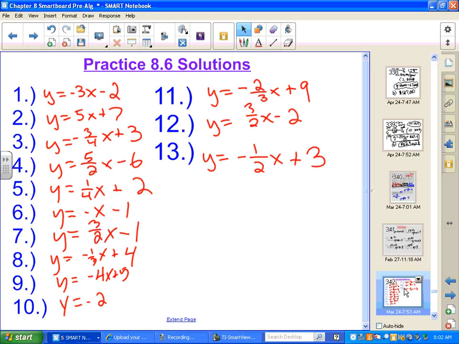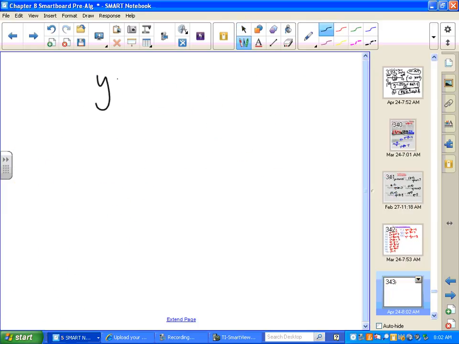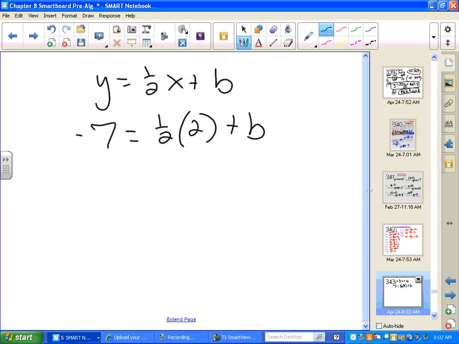Mm-hmm. It should be minus 8. Number 10, you have slope is 1/2. So then you're plugging in, Annalise, negative 7 and 2. Okay, so you have negative 7 equals half of 2 is 1, and then minus 1 on both sides. Okay. Doug?